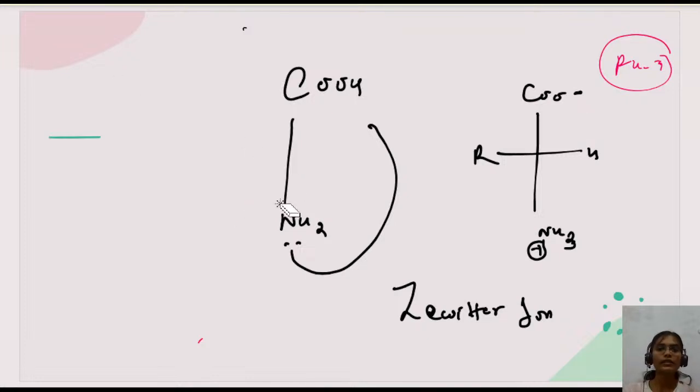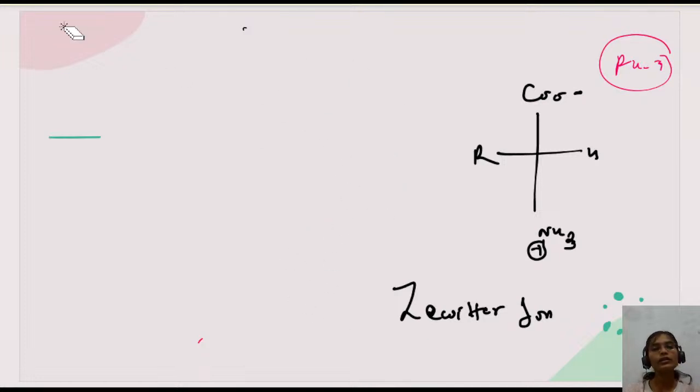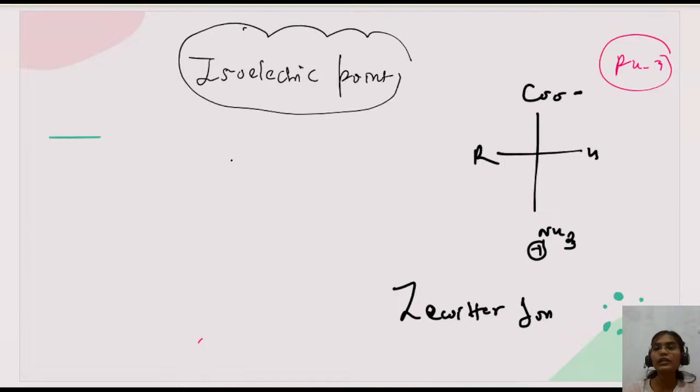Now the second thing: the pH at which there is no deflection in the electrolytic cell is known as the isoelectric point. Don't worry, we are having slides. Listen to my point. What is the isoelectric point? It is the point when the negative charge and the positive charge are equal to one another, or the pH at which positive and negative charges balance.